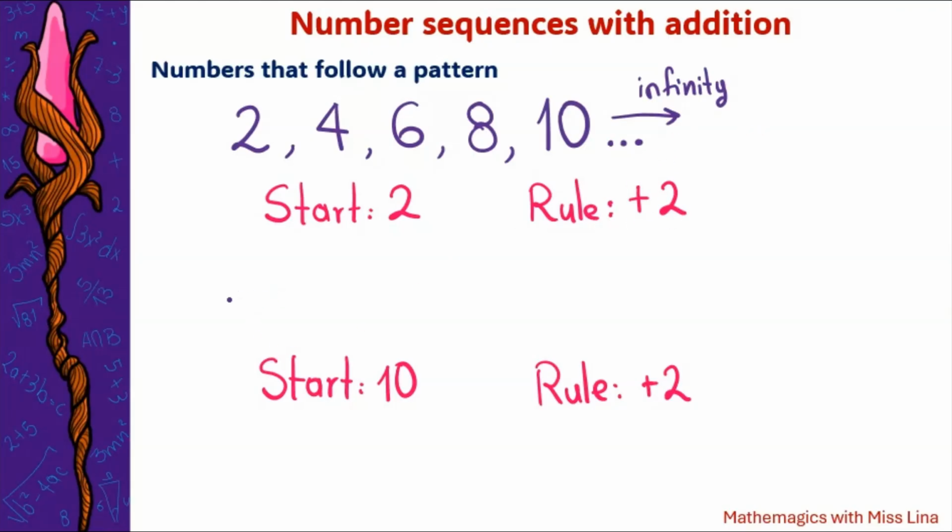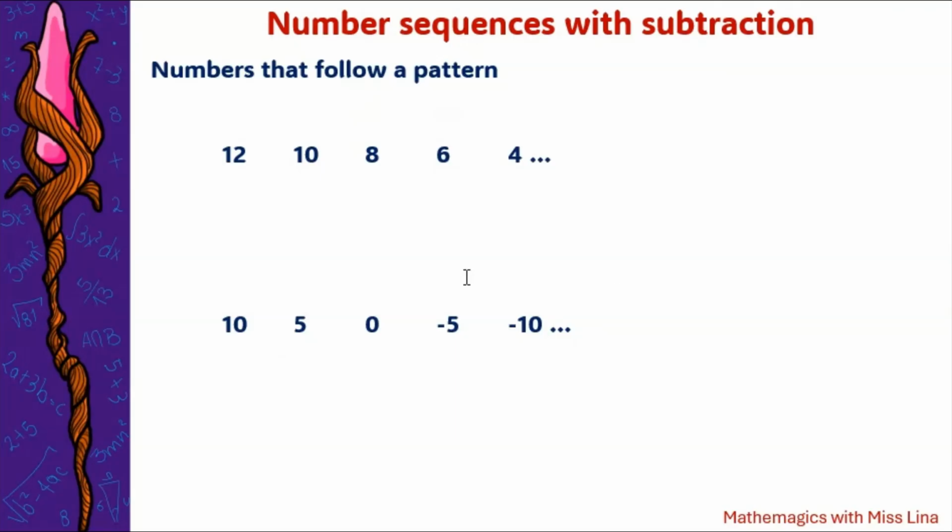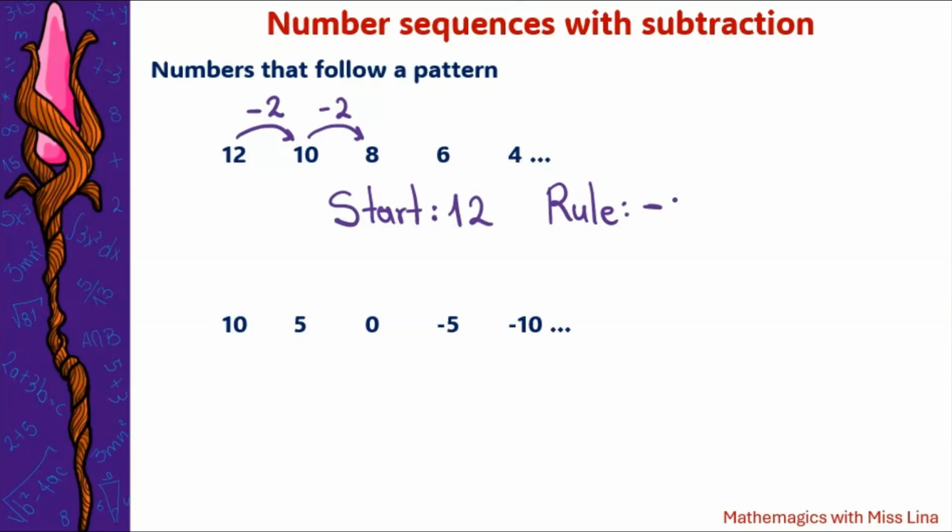Let's see this one. The start is 10, and then we just add 2. 10 plus 2 is 12, plus 2 is 14, plus 2 is 16, plus 2 is 18, and so on. Let's not forget that we could also use subtraction. In this one, we are using subtraction since the number gets smaller. In this one, we are subtracting 2. 12 minus 2 is 10, minus 2 is 8, and so on. We would say the start, again, the first number, is just 12, and the rule would be to subtract, so we can write it as minus 2.